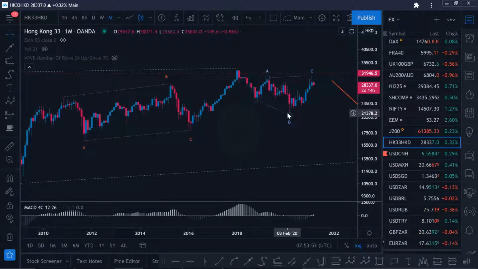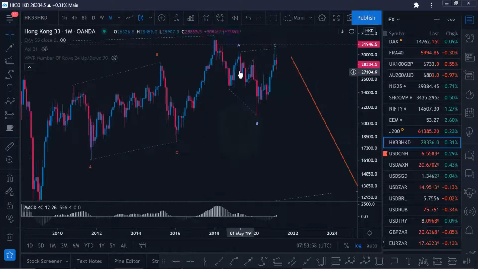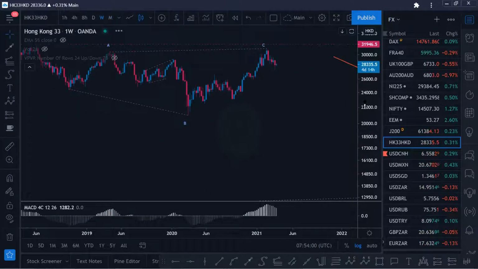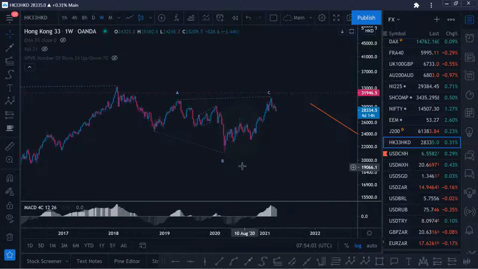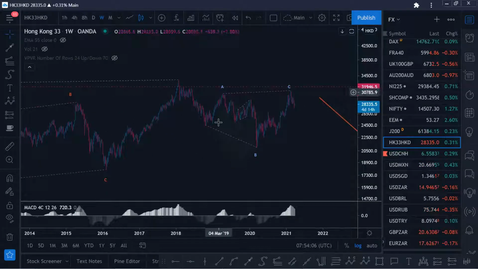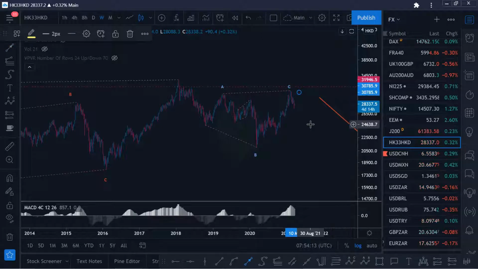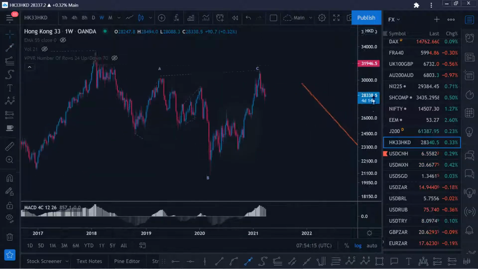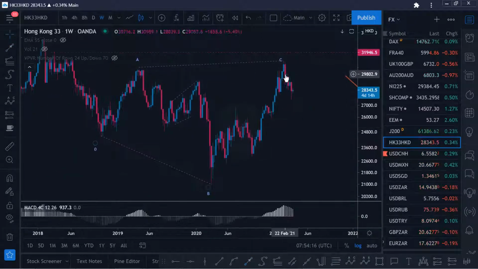So from February, the last year has been a little bit of an impulse, but that impulse has all been part of this little ABC structure that we have here. Very nice clean ABC structure that I believe is the topping structure of the Hong Kong 30. You're going to start to see this impulse to the downside moving forward.